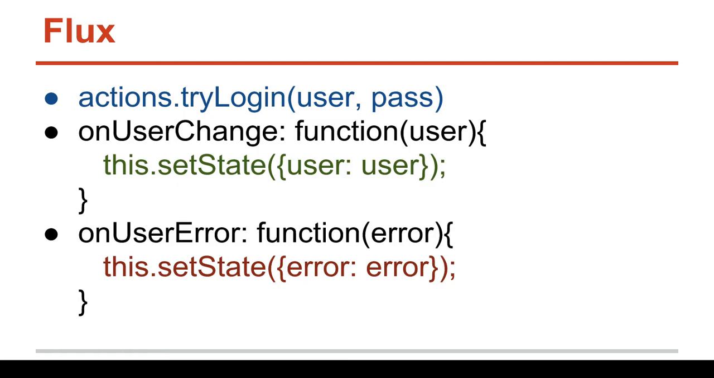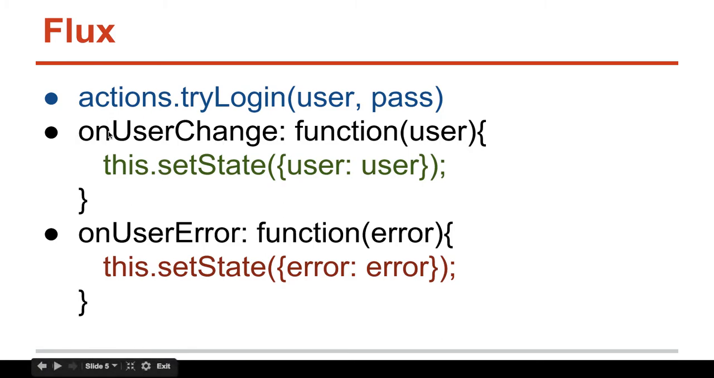Another thing that people have been working on lately is this Flux pattern. So in Flux, we have actions. So an action might be something like try login with some data. So we try to login, and then instead of having it return a promise, it doesn't return anything, but we can listen to a change for a user.